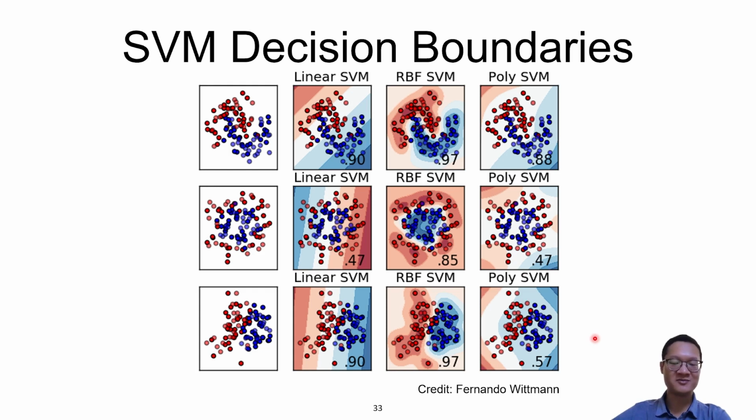Okay, so different kernels will give you different decision boundaries. With a linear kernel, you only have linear decision boundaries, which makes it much harder to separate the data points.